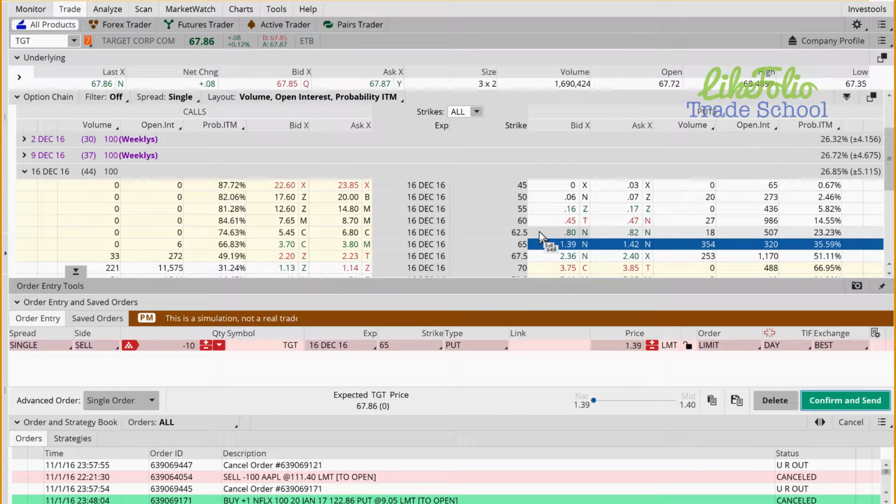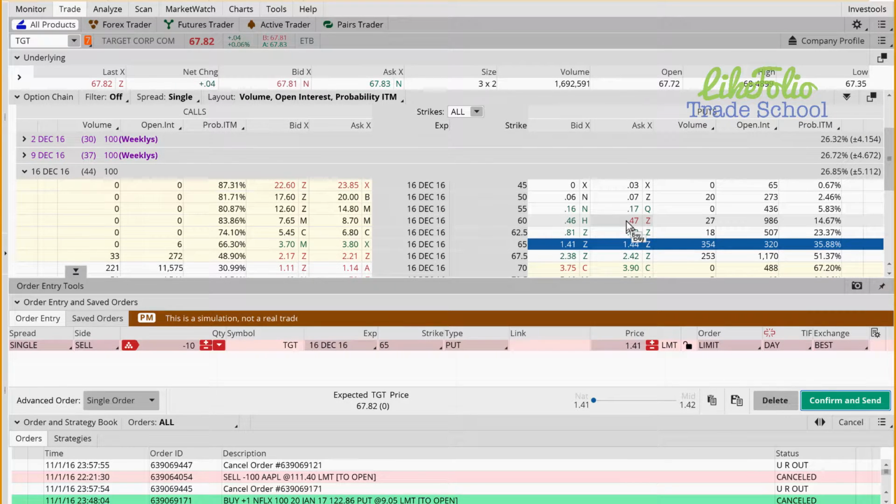The difference between 62.5 and 65 is 2.5, so that's why you have the 2.5 wide. Or you can do a 5 wide, which would be the difference between 60 and 65. So you would buy the 60. You can go wider than that. You can do a 10 wide and do the 55. But let's just stick with a 5 wide here.